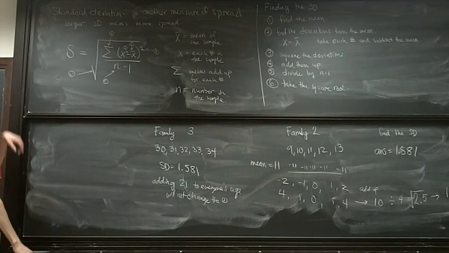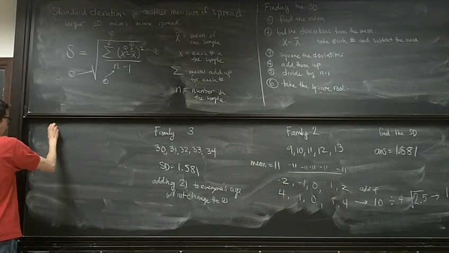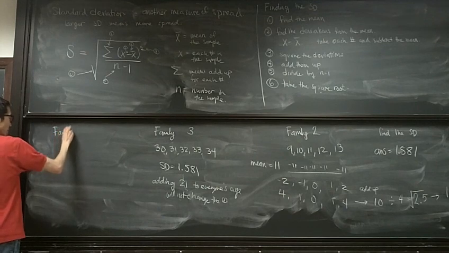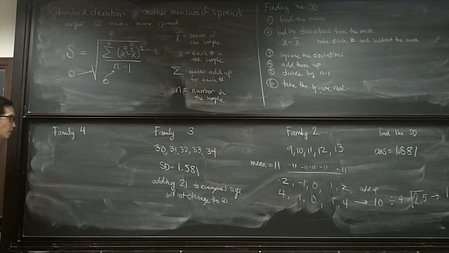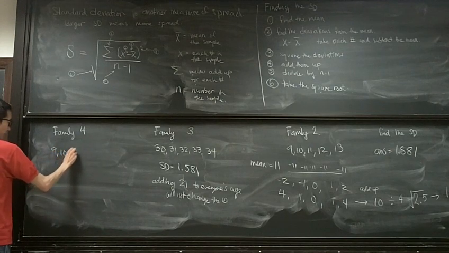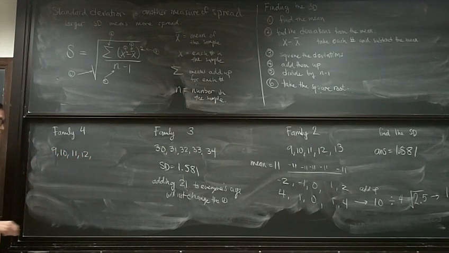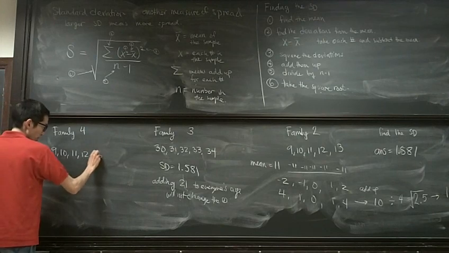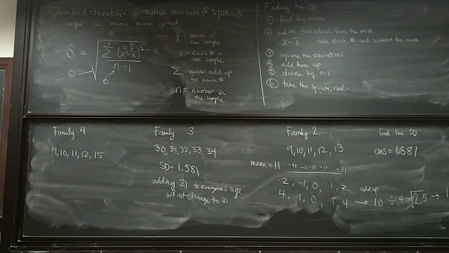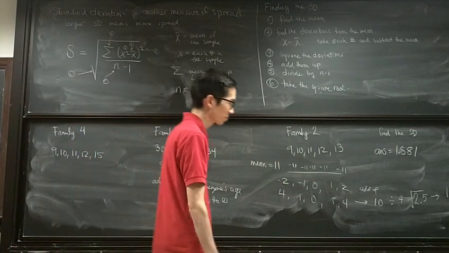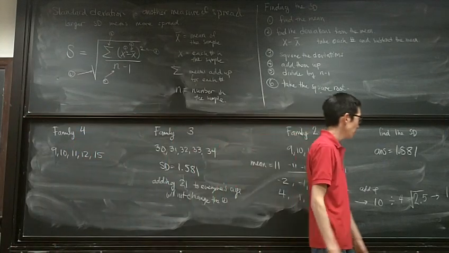Okay. Let's look. Here's a similar family. Family 4, okay? Let's say the ages of the kids. You don't have to do any math here. You can write this example down. Is this 9, 10, 11, 12, 15. Okay?